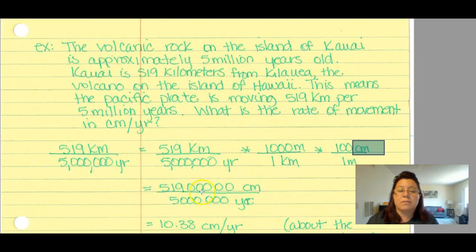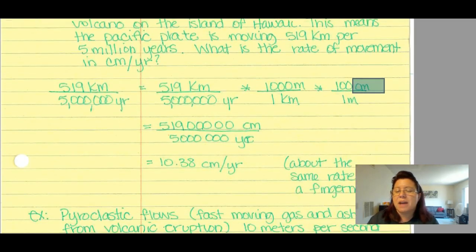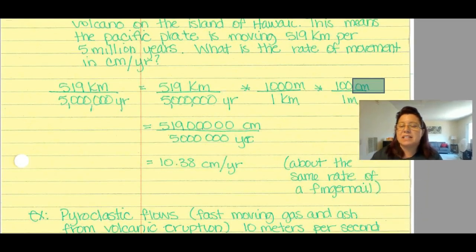There are, make sure I get it right, 51,900,000 thousand centimeters per 5 million years. But we don't want to know every 5 million years. So we do the division and it's 10.38 centimeters per year. That's about the same rate as the growth of a fingernail.